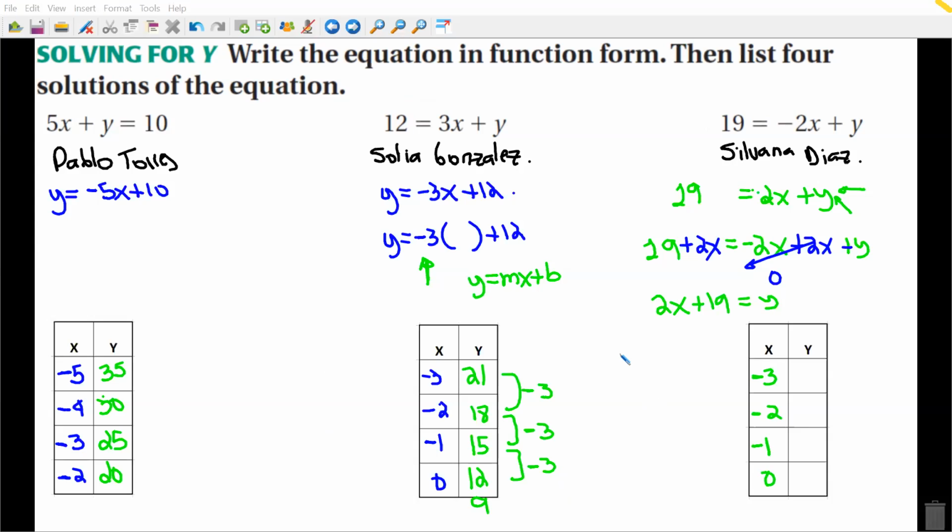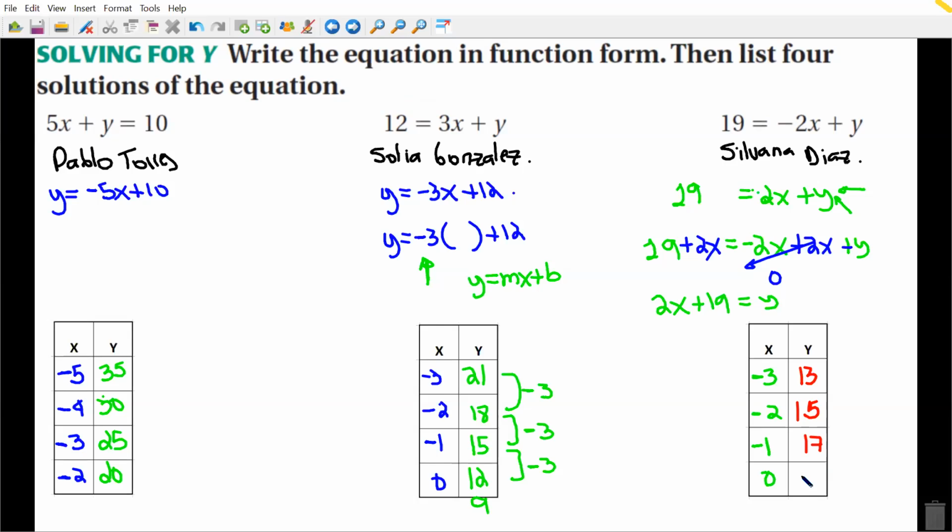So it's going to be 2 times -3. The answer is -6. And negative 6 plus 19 is 13. 13. Okay? The next one, negative 2 times 2? -4. And negative 4 plus 19? 15. Negative 1 times 2? -2. Plus 19? 17. 17. And what is the next number?